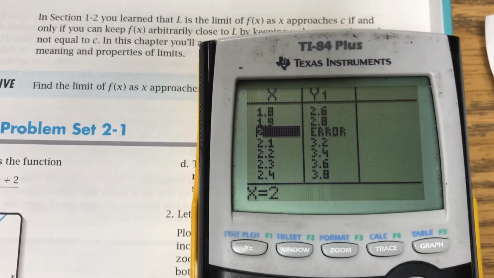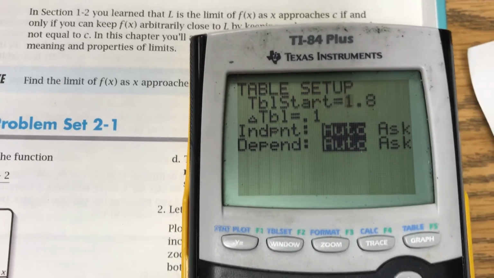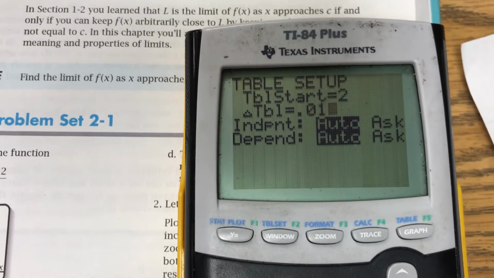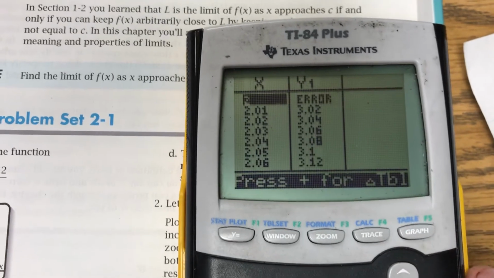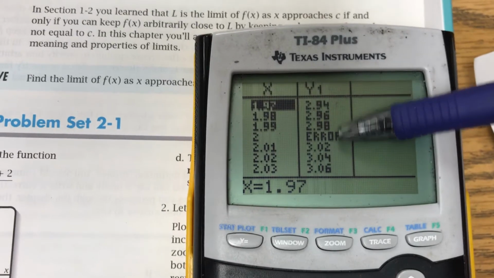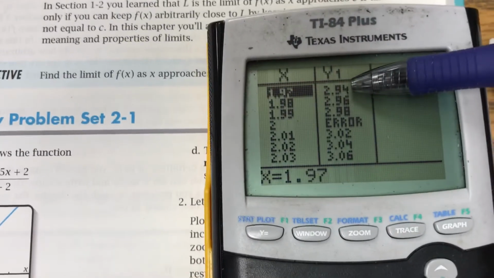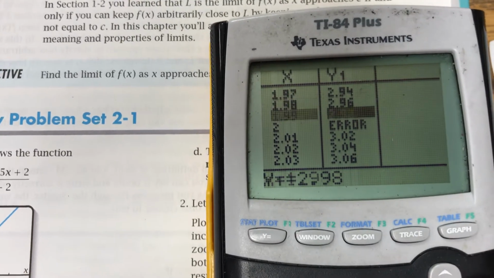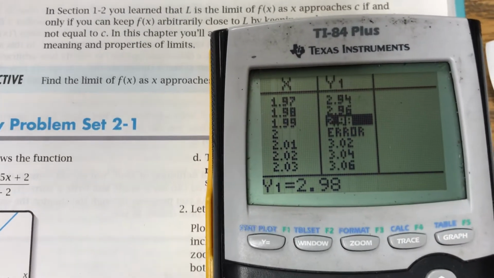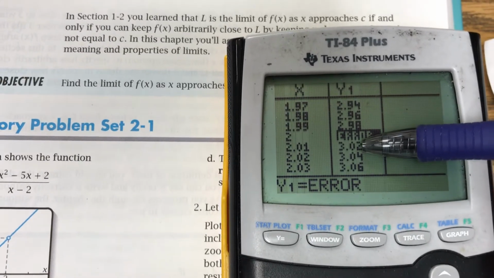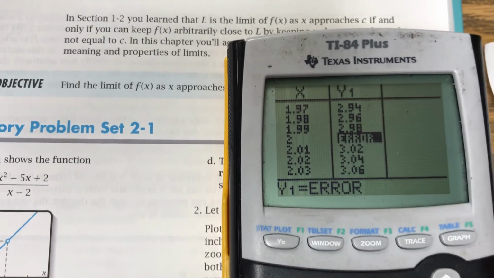Now, if I set my table to have a little more precise scale, let's go back to a starting value of 2. Let's make my step 0.01, and let's go look at the table again. So once again, function's undefined at 2, but notice these values here are all really close to 3. We're up to 2.98, okay. Meanwhile, you've got 3.06, 3.04, 3.02, real close to 3.